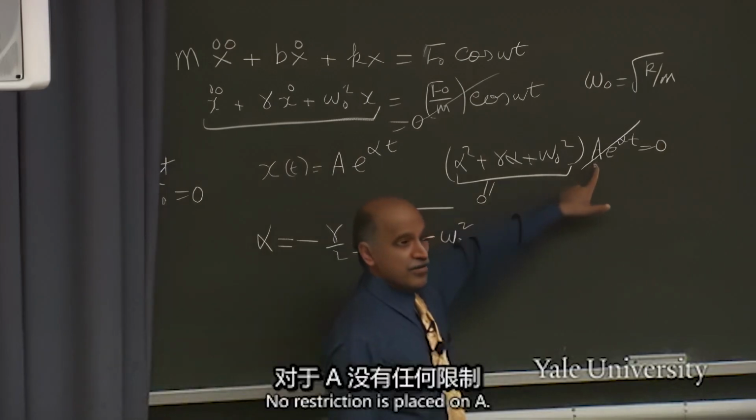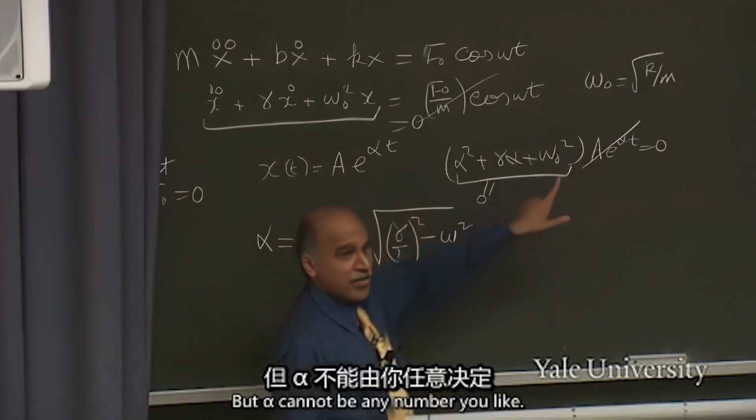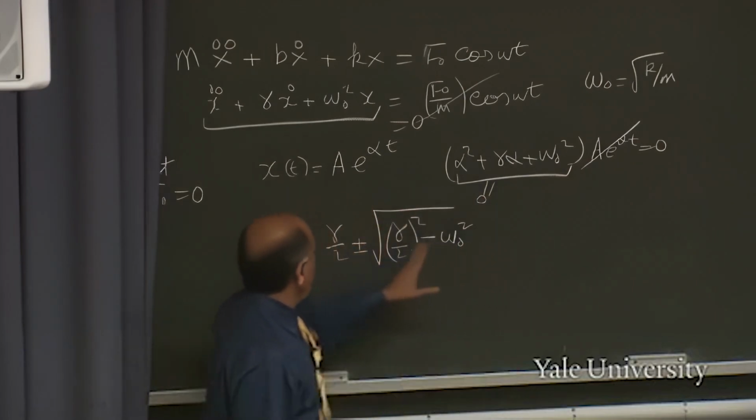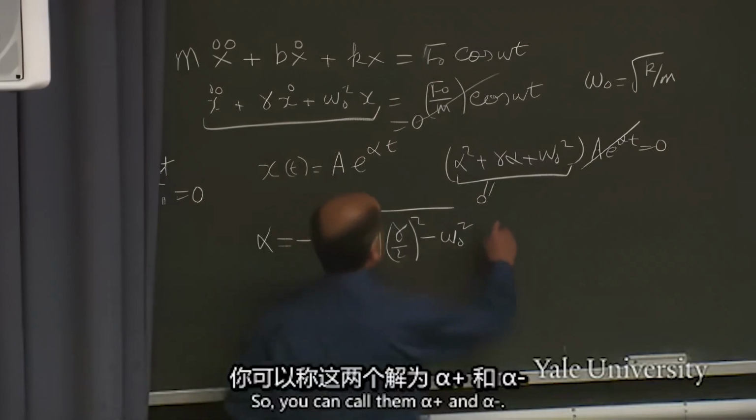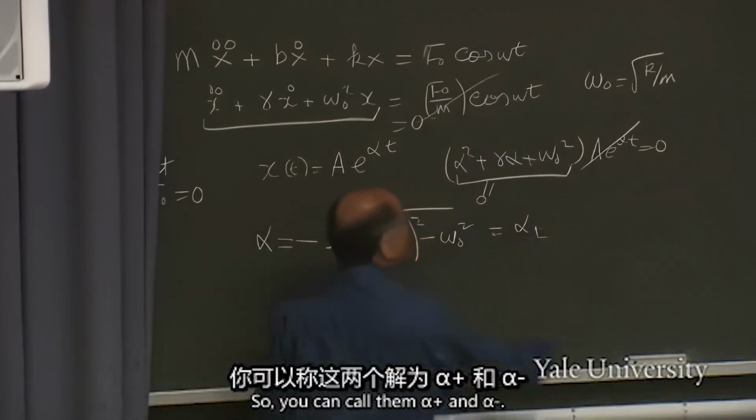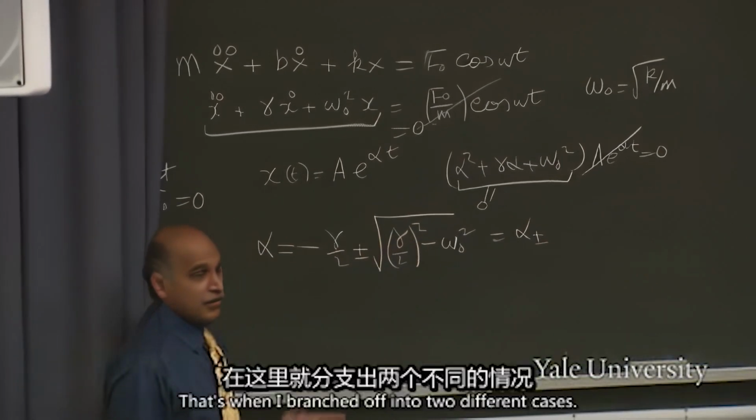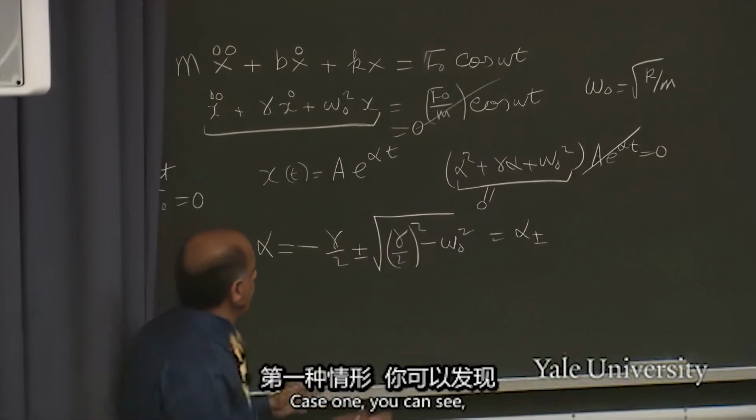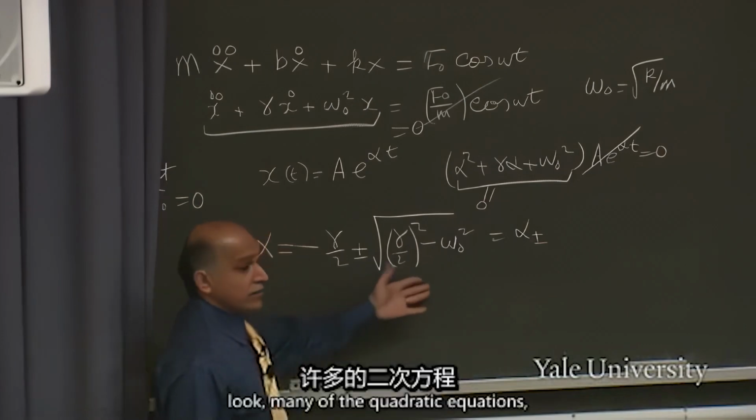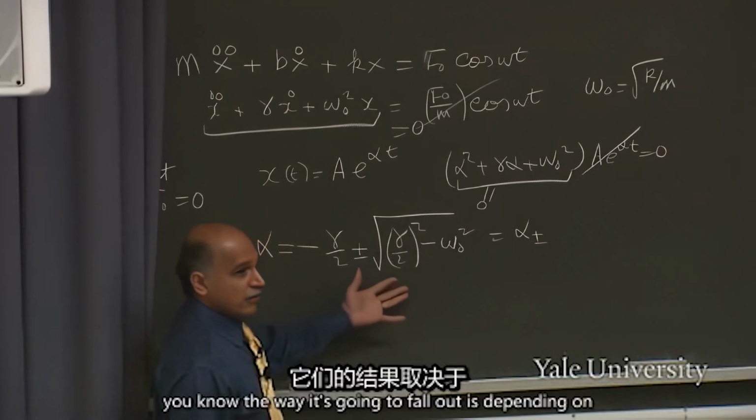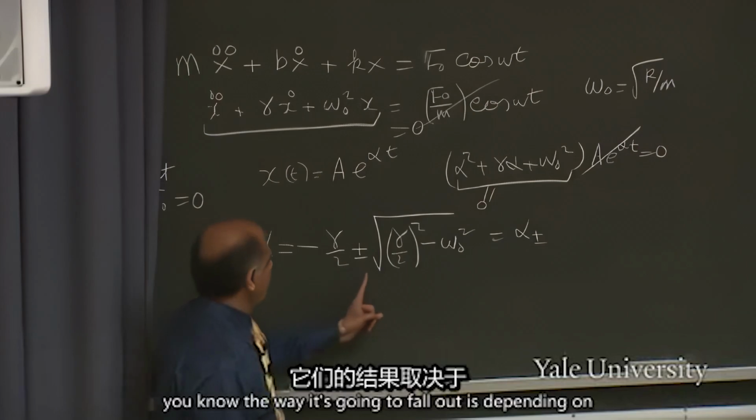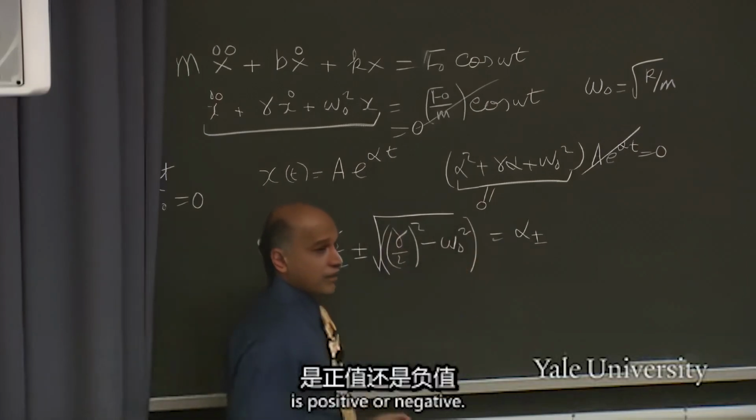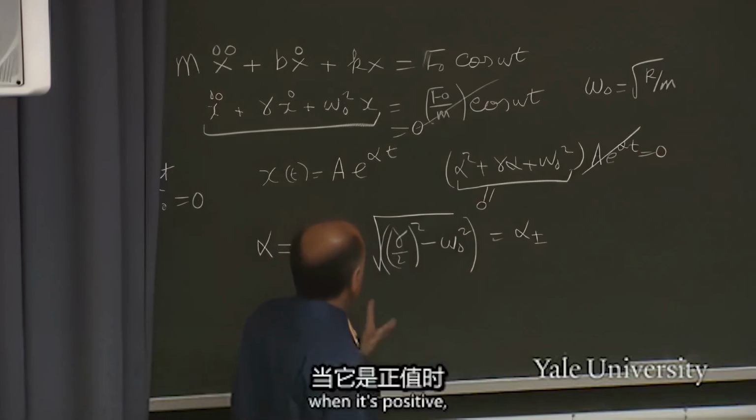No restriction is placed on a, but alpha cannot be any number you like. Alpha has to be the solution to this quadratic equation, and there are two solutions. So you can call them alpha plus and alpha minus. That's when I branched off into two different cases. Case 1: when you do quadratic equations, you know the way it's going to fall out is depending on whether the stuff inside the bracket is positive or negative. So let's take the easier case when it's positive.